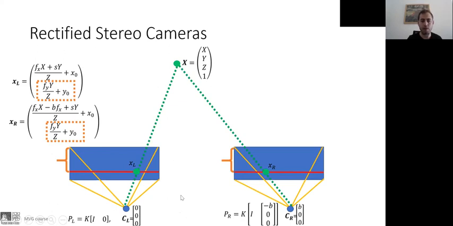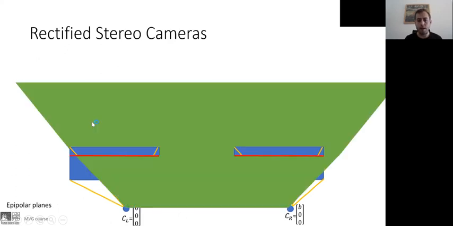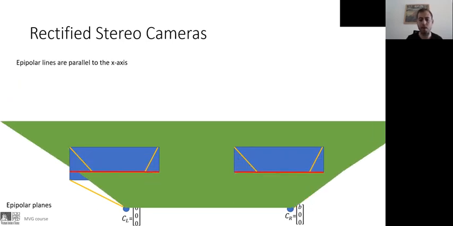Now, first thing to note is that XL and XR have the same y coordinate. So that actually means that corresponding epipolar lines that we talked about before will always be the same line that is parallel to the x-axis. So that will be corresponding epipolar lines, because corresponding points will always have the same y coordinate.